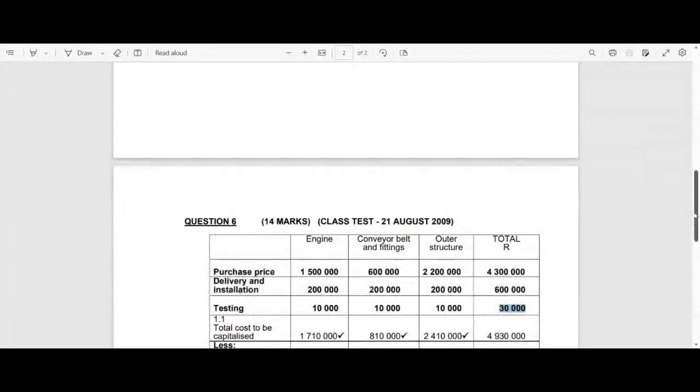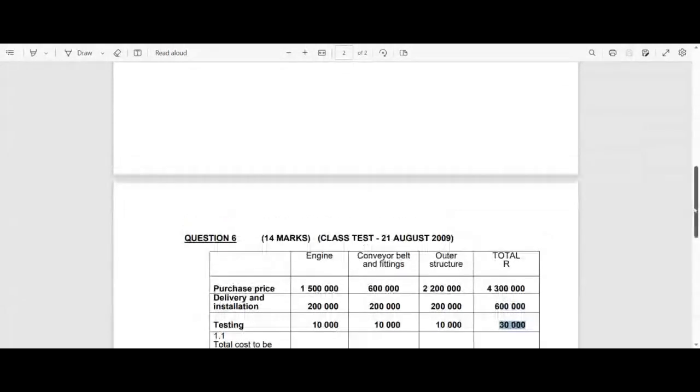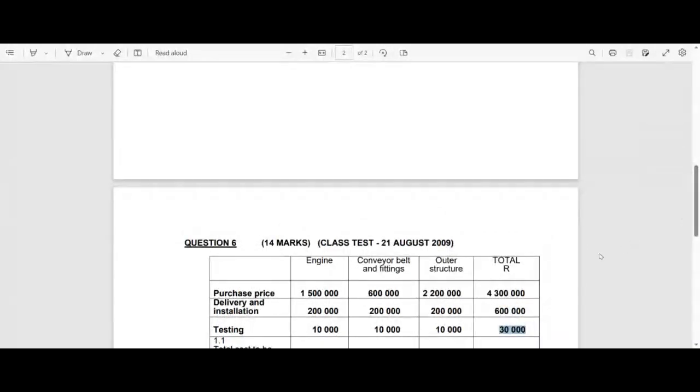Now, if we are going to allocate it evenly or equally, it is very straightforward. We simply go and see how many significant parts we have, how many components we have identified that should be separately capitalized, or whose cost must be separately capitalized. And we saw it's 1, 2, 3. Right. So now to allocate that evenly means we simply take our 30,000 rands and divide it by the number of components or significant parts, which is 3.